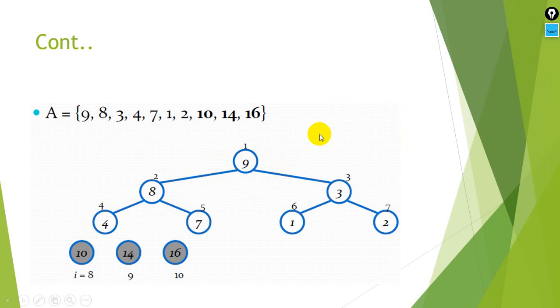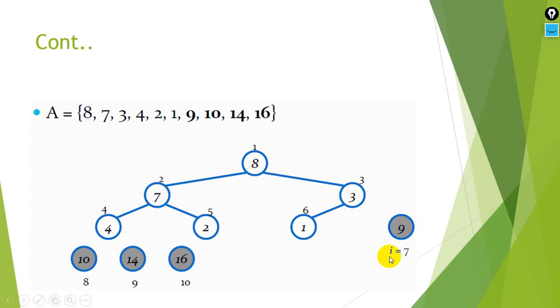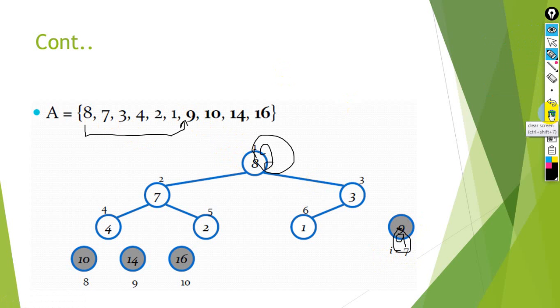So now in the next step, what we have is that 9 is sorted. 8 is the maximum, so now 8 and 1 will be swapped.